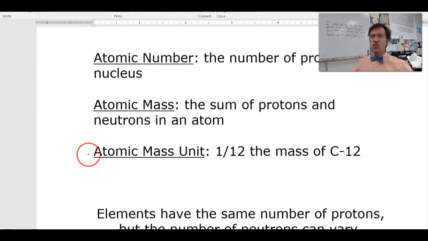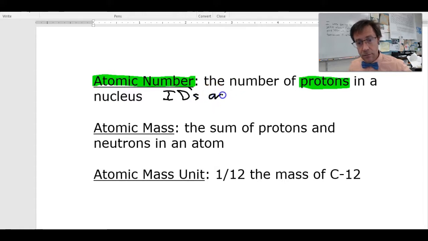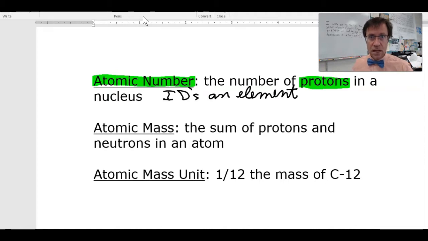So here's the deal. So many words right now, right? All this stuff that we talked about is going to be captured by words. The first one is atomic number. This is the number of protons in a nucleus, okay? And this is what IDs an element. We've got to know atomic number. It is the number of protons in an atom.